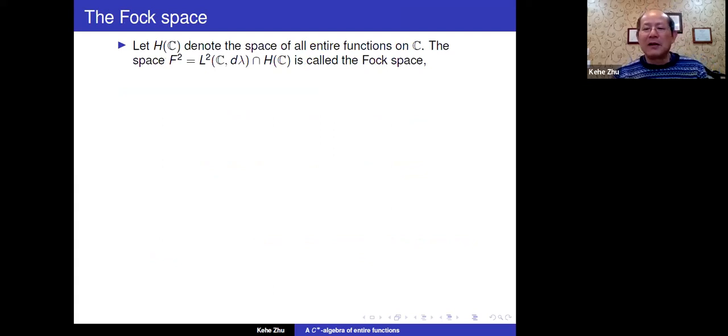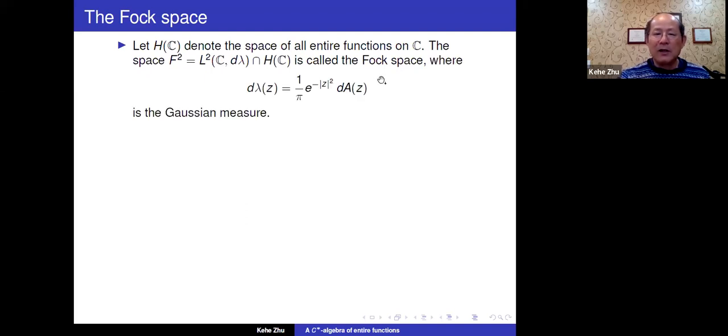All right, so in order to write down this algebra, you need some basic information about the Fock space. So if you're not familiar with the Fock space, here are the basic definitions. C is the complex plane. HC is the space of all entire functions. And then on the complex plane, there's a very nice measure, the so-called Gaussian measure, denoted by d lambda. It's e to the minus mod z squared times dA, where dA is the usual area measure on the complex plane. So you use the Gaussian measure to construct a Fock space.